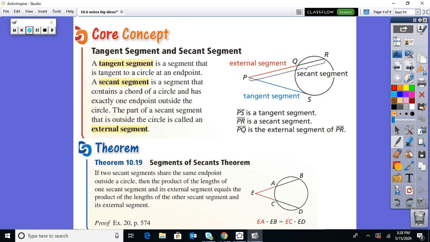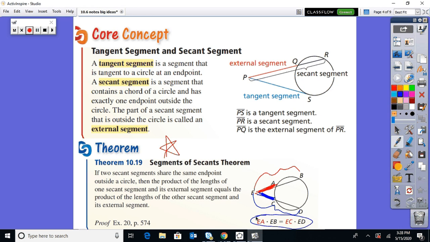All right, moving along. Now when you go outside the circle, tangent, secant, you have a couple little things here that are pretty cool as well. Theorem 10.19 tells us that if you take the outside piece of this secant, multiply it by the whole thing, you can set that equal to the outside piece of this secant times this whole big thing.